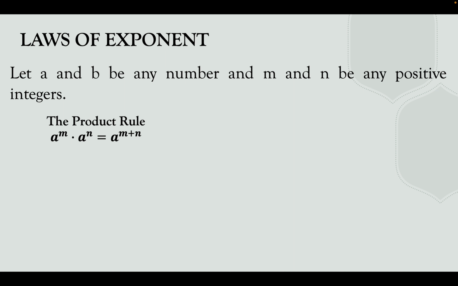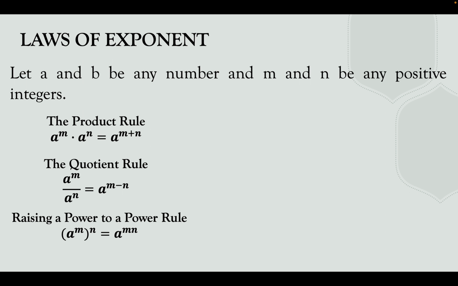If you have the same base, you just need to add the exponents, so we have a raised to m plus n. In the quotient rule, if you also have the same base, we have a raised to m over a raised to n. You just need to subtract the exponents: copy the base, then subtract m minus n.